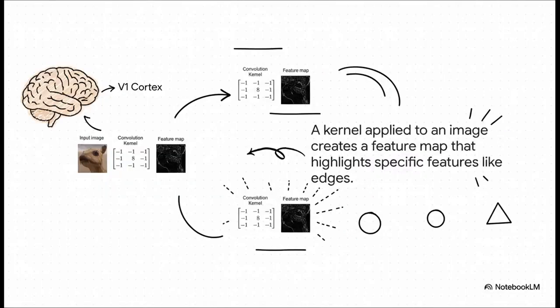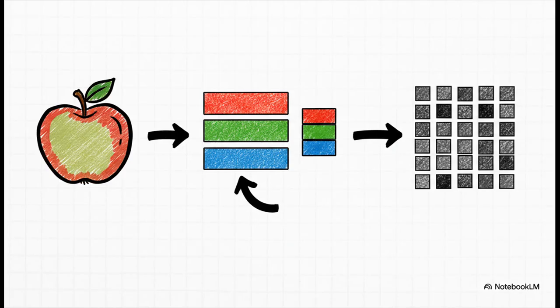And check out the result. Here we have a kernel that's designed to find edges. As it scans the image, the feature map on the right lights up everywhere it finds one. We've successfully pulled out, or extracted, a low-level feature from the image, just like the V1 cortex in our own brain. And what about color images?